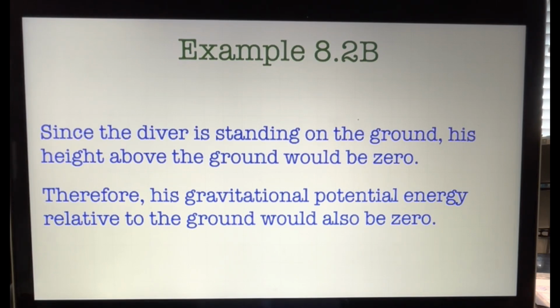After he dives, this is example 8.2b. After he dives, the diver climbs out of the pool and is standing on the ground. So what is his potential energy relative to the ground? He dove in, he got out of the pool, and he's just standing there. Since the diver is standing on the ground, his height above the ground would be 0. Therefore, his gravitational potential energy relative to the ground would also be 0. 0 times anything is 0.